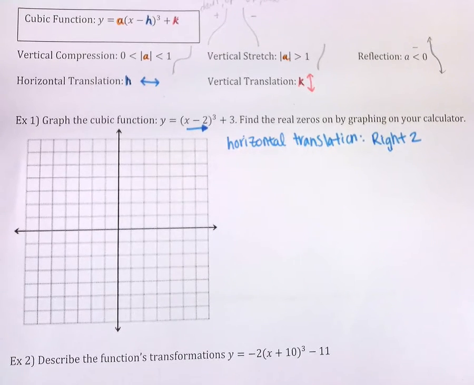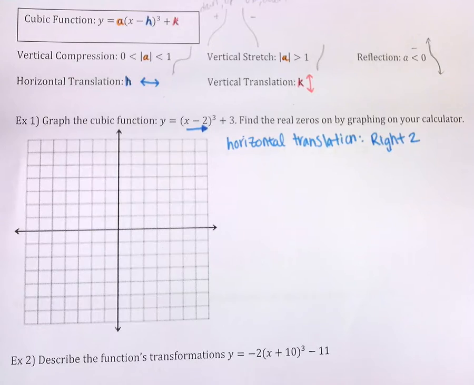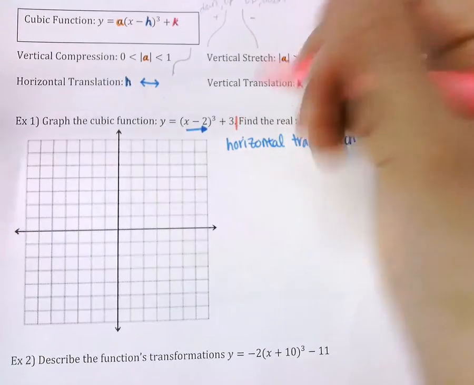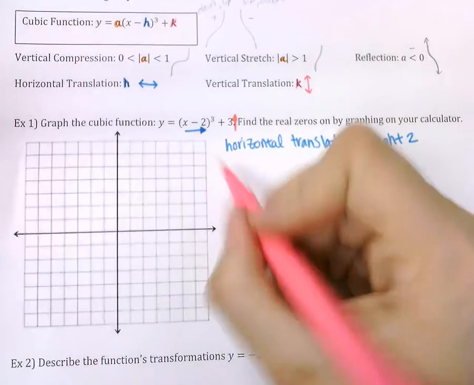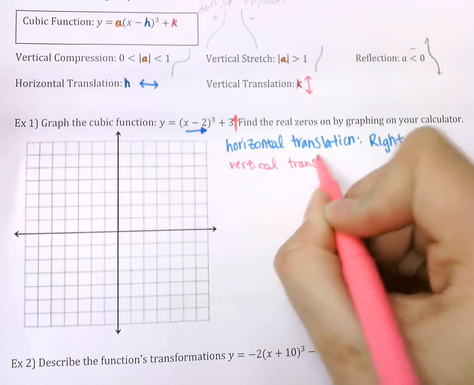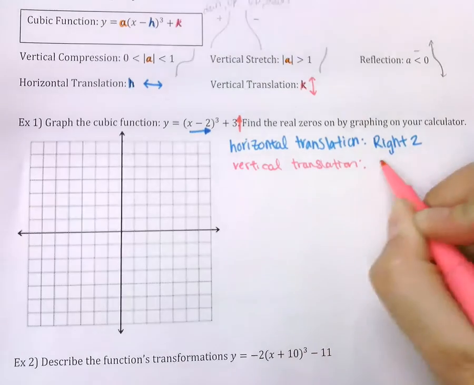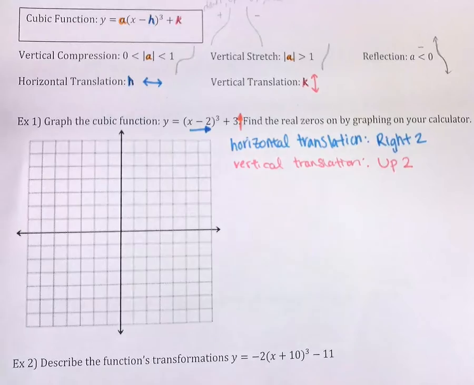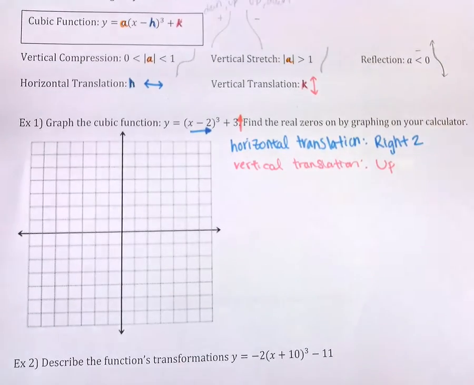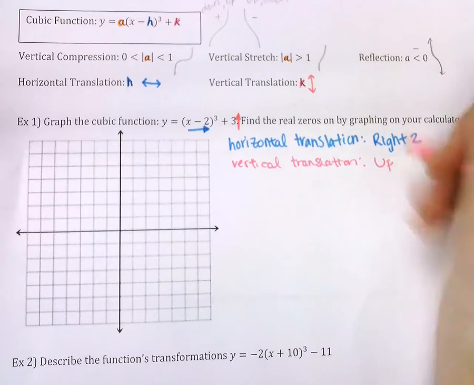So do we have a vertical translation? Yes. Does this make it go up or down? Up. So you have a vertical translation that is making your cubic go, whoops, I wrote 2, but I meant 3. So your cubic is going to go up 3.